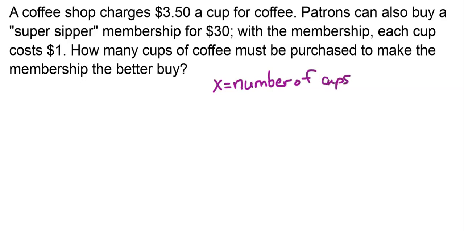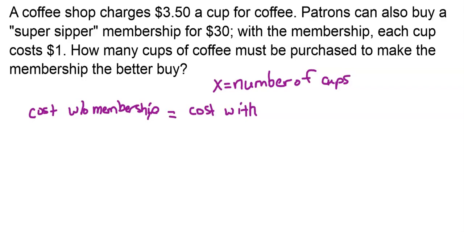All right, so if X is the number of cups purchased, and we're going to look for that break-even point, we're going to look for the cost without the membership and the cost with the membership. And what we're going to ask ourselves is how many cups would we need to purchase to make those two costs the same? So when do these costs equal each other? I'll put a question mark up there because I don't know when that happens.